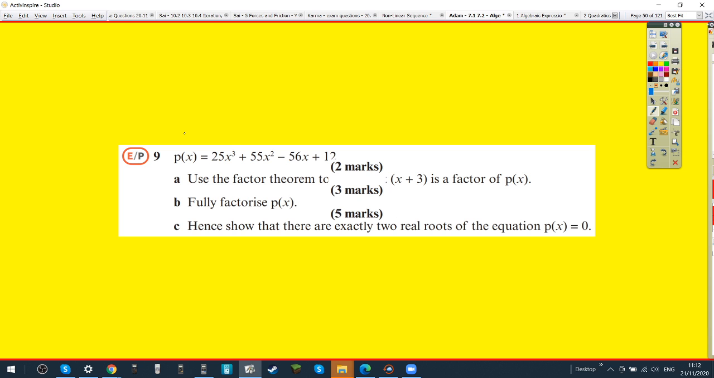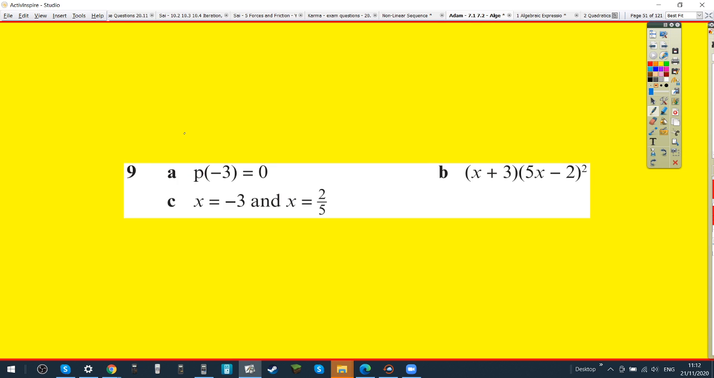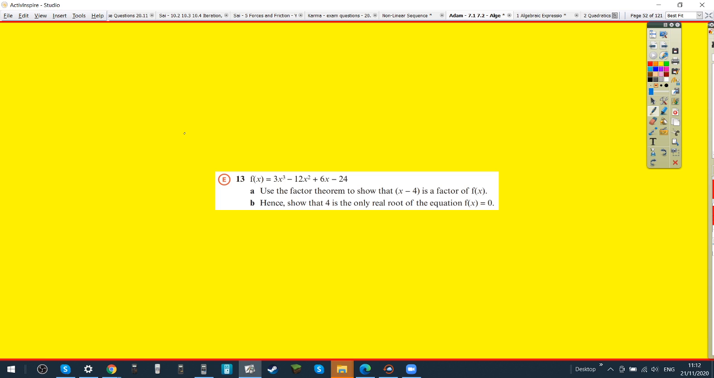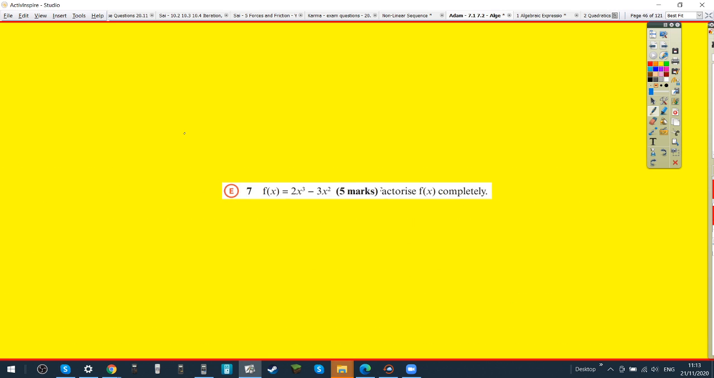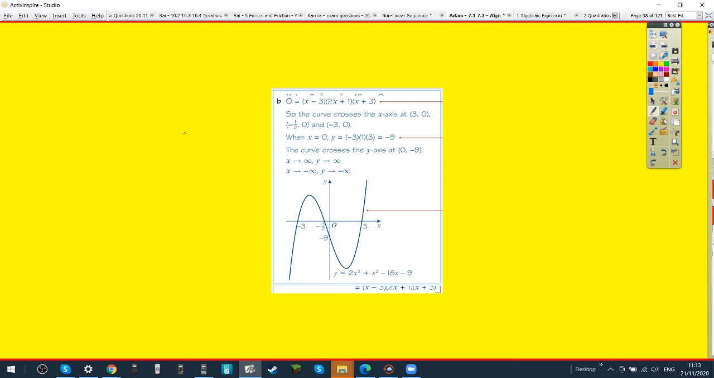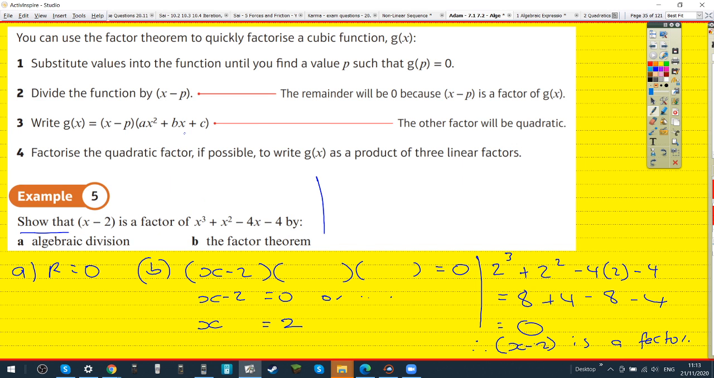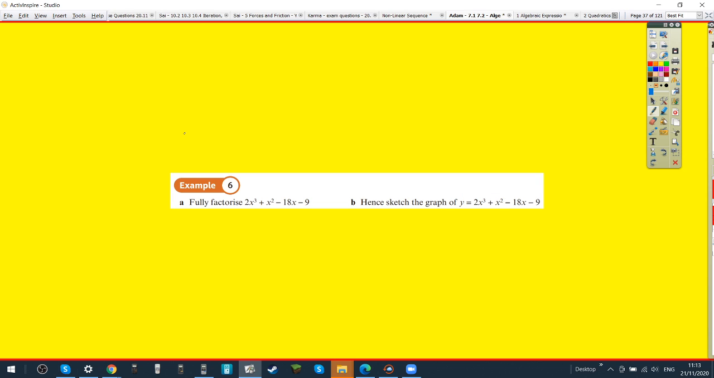Okay, let me now go back. So what's this factorizing malarkey all about? How would we do this?